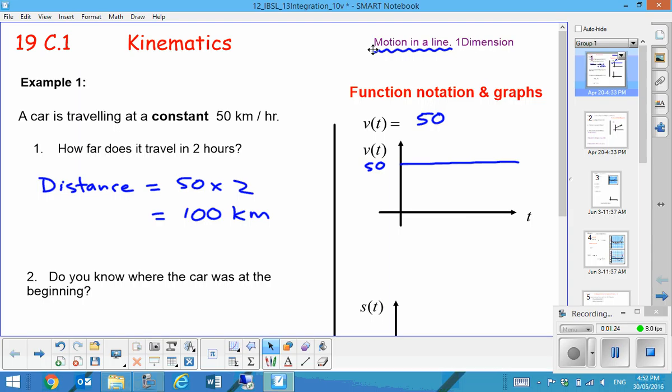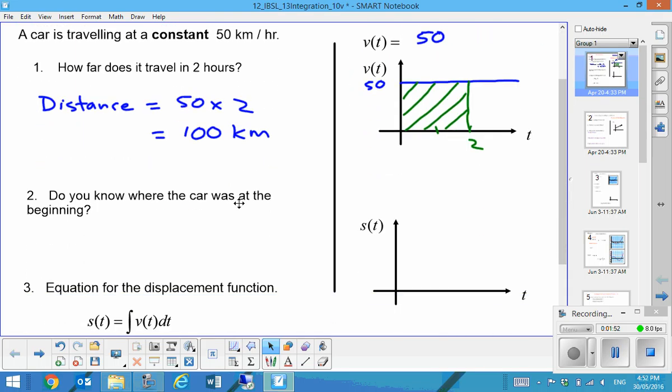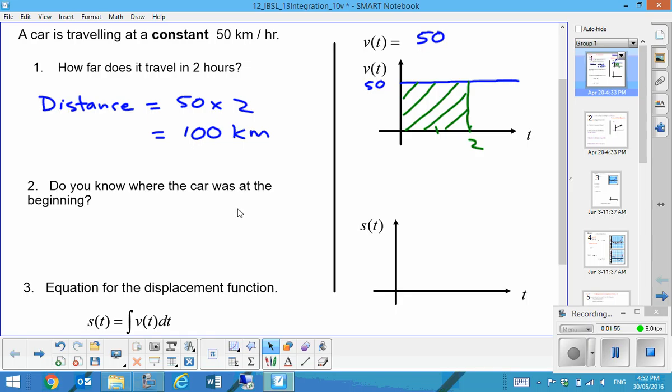And if we want to say after 2 hours, so here's our 2, then we can see that when we go 50 times 2, we're effectively finding the area under the curve. And now when we think area under the curve, we're thinking integration. So when we integrate velocity, we're coming up with distance. So, do we know where the car was at the beginning? We know it's travelling for 2 hours, but there's no information here about where it started.